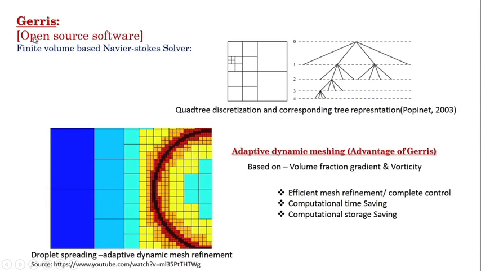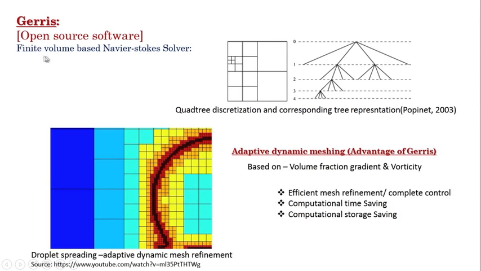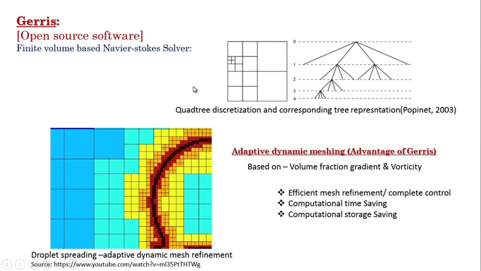So let us talk about a software which simulates multiphase flow. Jitter is an open source software, freely available, and it has some unique advantages. So I am going to discuss Jitter. This Jitter is basically a finite volume based Navier-Stokes solver. It has the advantage that it uses adaptive dynamic meshing.